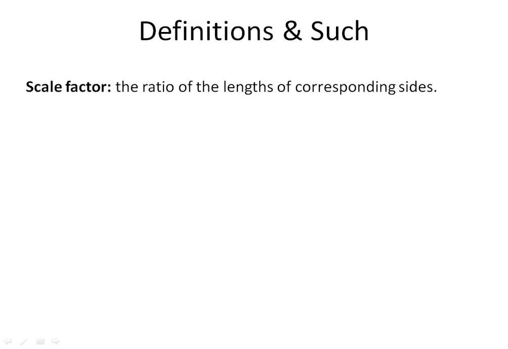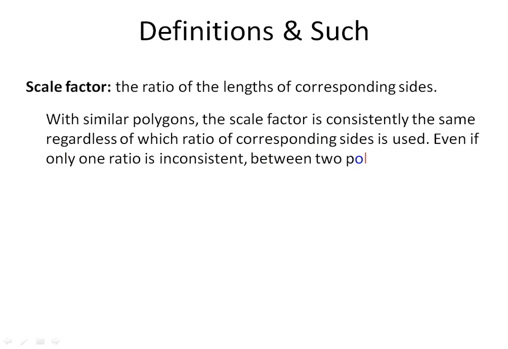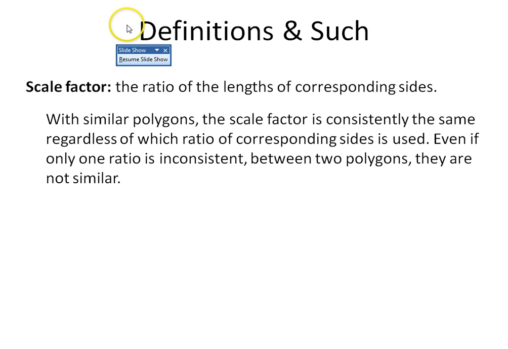Okay, scale factor. The ratio of the lengths of the corresponding sides. This just means that if you find the ratio of two corresponding sides, that is the ratio of the polygon itself to the other one. With similar polygons, the scale factor is consistently the same regardless of which ratio of corresponding sides is used. Okay. Even if only one ratio is inconsistent between two polygons, they are not similar. So it just takes one of them not being the same to make them not similar.